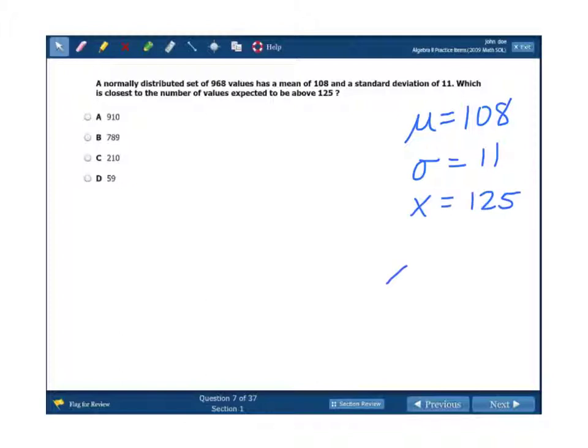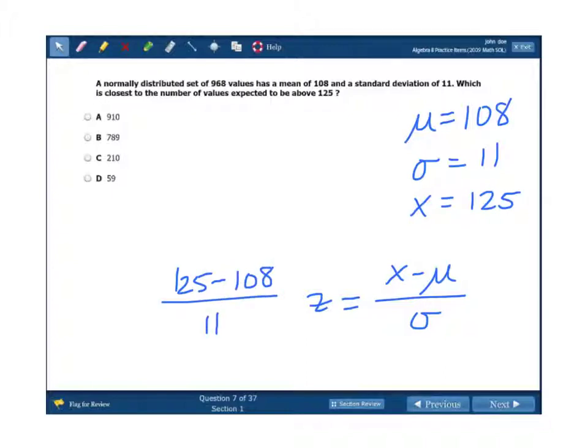So our z-score formula is x minus mu over sigma. So we are going to plug in our x, which is 125, minus mu, which is 108, over sigma, which is 11. 17 over 11 comes out to 1.54545, so 1.55. And then we're going to use our standard normal probabilities, our z-score table.